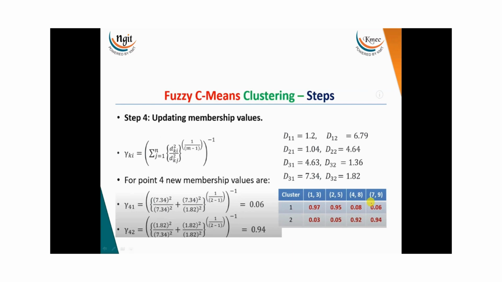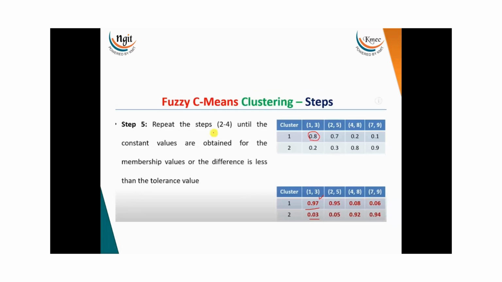So this is my step number 4. Now I got new membership values. Now how many times should I update the membership table? That is the question here. After every updation, until I get constant values, I have to repeat steps number 2 to 4. I have to repeat steps 2 to 4 until I get constant values.